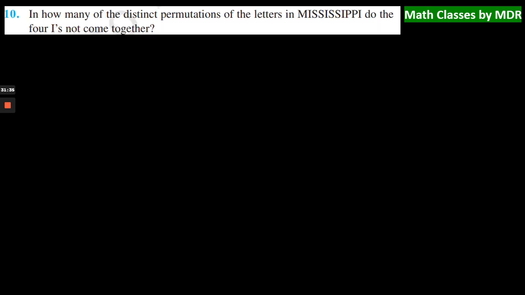Now let's see the 10th question. In how many of the distinct permutations of the letters in MISSISSIPPI do the 4 I's not come together? Let's see that. MISSISSIPPI. Total how many letters are there? 1, 2, 3, 4, 5, 6, 7, 8, 9, 10, 11. Okay, I hope it is correct. So total 11 letters are there.